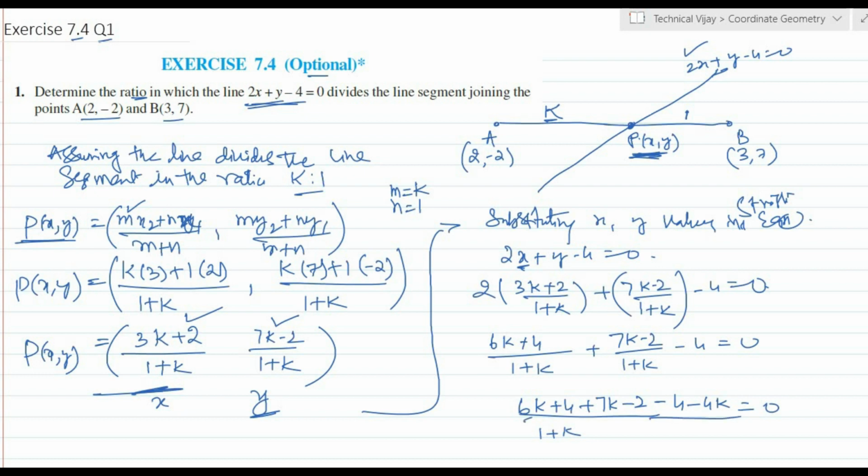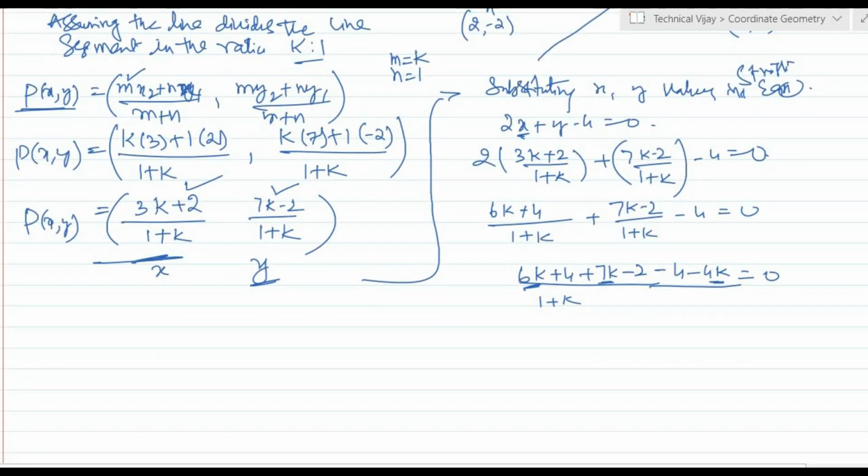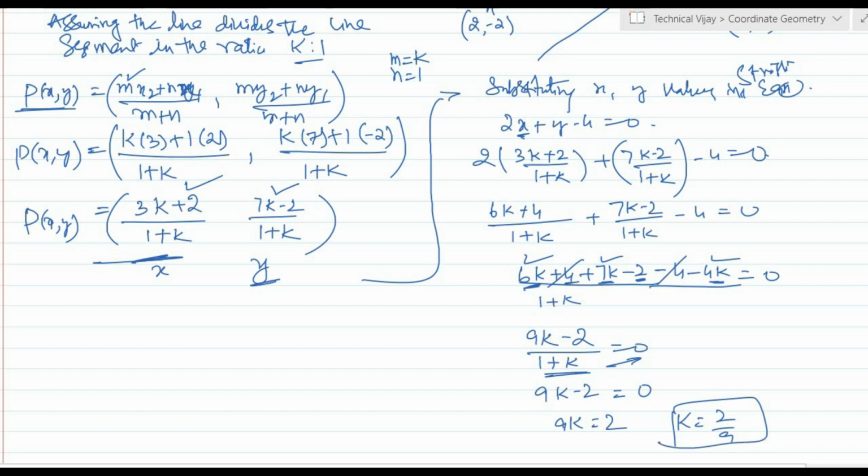See here, 6k plus 7k is 13k, minus 4k, so 9k will remain. Then plus 4 minus 4 cancel, only minus 2 remains, divided by 1 plus k equal to 0. So 9k minus 2 equal to 0, because 1 plus k is multiplied with 0. So 9k is equal to 2, so k is equal to 2 divided by 9.